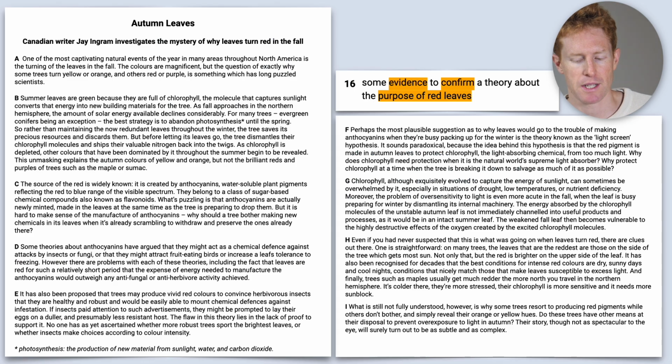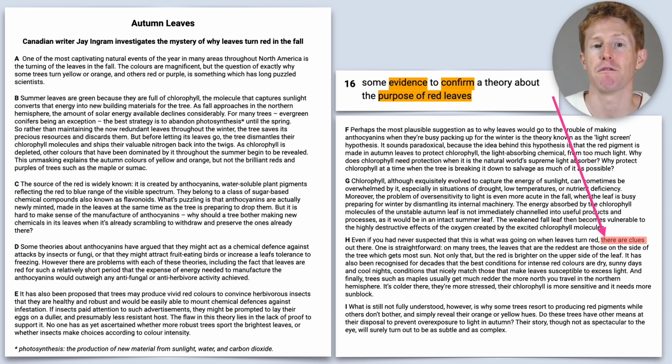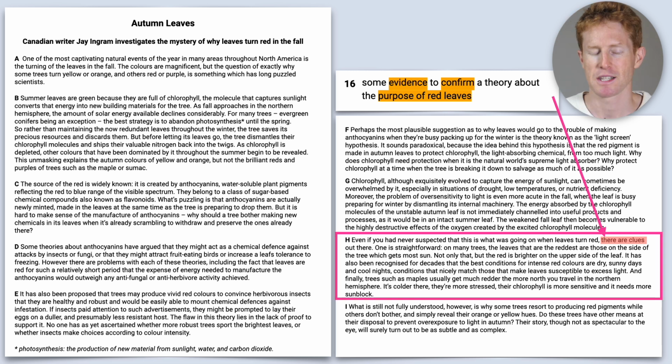Okay, number 16, some evidence to confirm a theory about the purpose of red leaves. Okay, so we're looking for evidence, we're looking for the idea of confirmation, and we're looking for the purpose of red leaves. Scan the text and try and find out which paragraph we should read. Okay, again, we find it in the first sentence of the paragraph. Remember, when we're doing these matching questions, we often look for the answer in the first or last sentence of the paragraph. Let's read this in more detail.